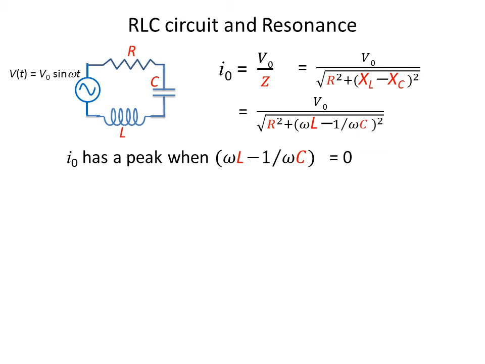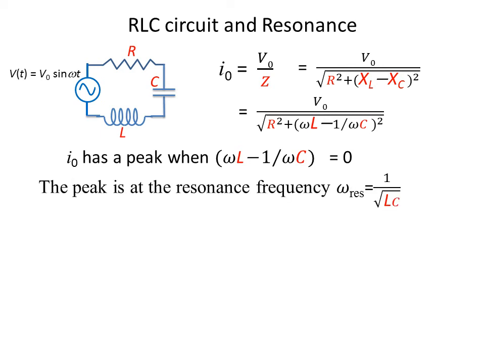If we look at that carefully, we see that I_0 has a peak when omega L minus 1 over omega C is equal to 0. Because at that point, I_0 is just V_0 over R. Any other frequency, the denominator is larger. So the peak is at what is known as the resonance frequency, where omega is equal to 1 over the square root of LC. We just solved that equation for omega.